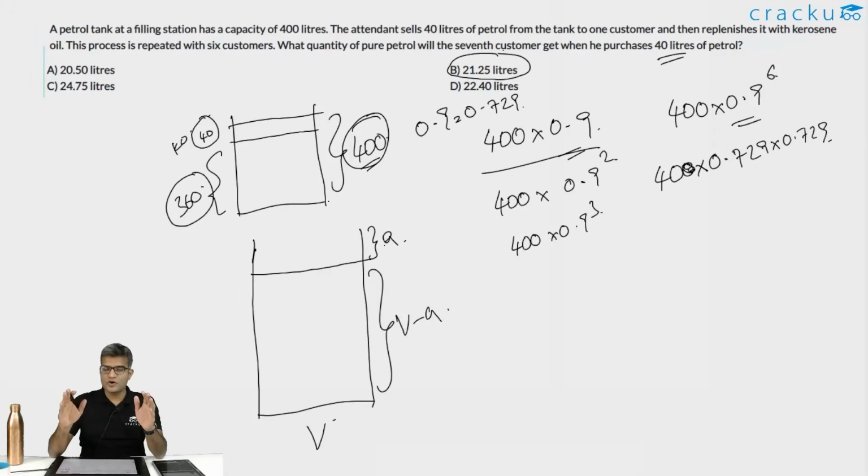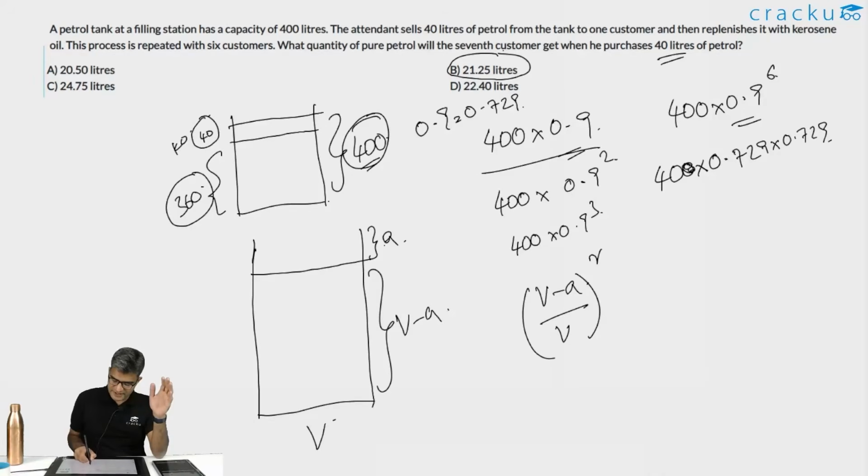Then the amount of milk that will remain in the solution after n times will be (V minus A divided by V) whole to the power n. This is basically the fraction of milk that will remain. You multiply it with V to get the actual amount of milk. In this particular case, if you are using the same formula, every time 40 liters are being removed, 360 liters will remain. So after the first person goes, the fraction of petrol will be 360 divided by 400, which is 0.9.